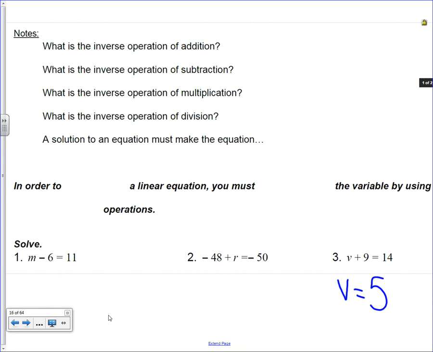You replace the V with the 5, and then what happens? It adds up to what it's supposed to. It's true. Okay? So a solution to an equation makes the equation true.